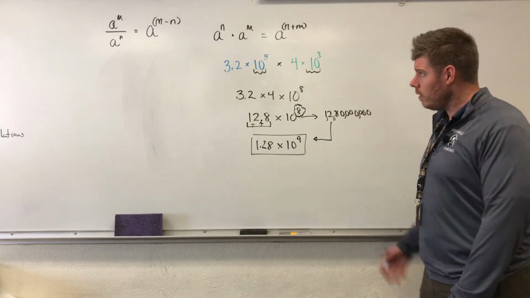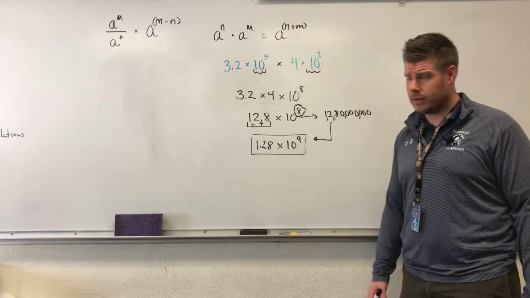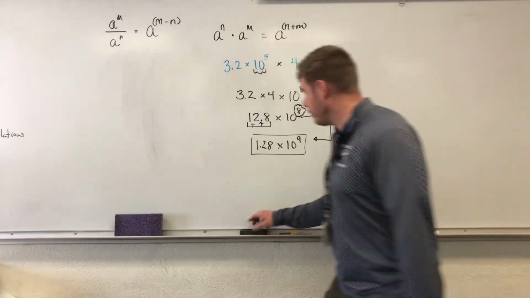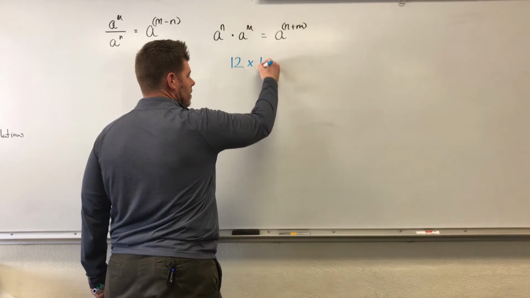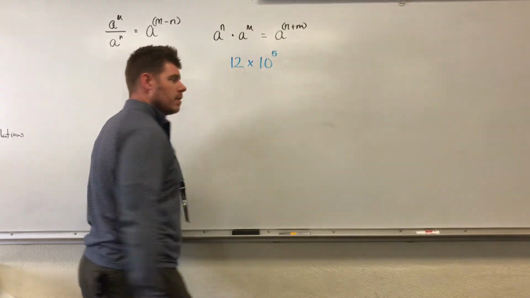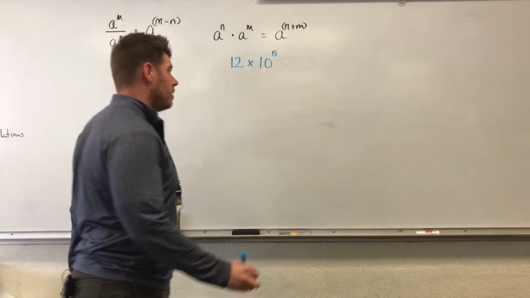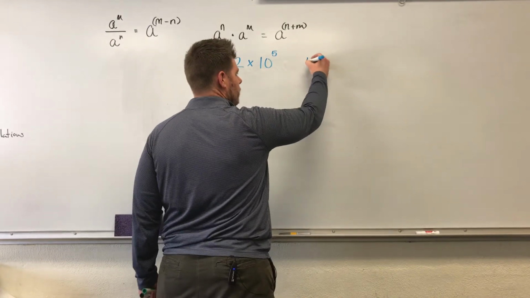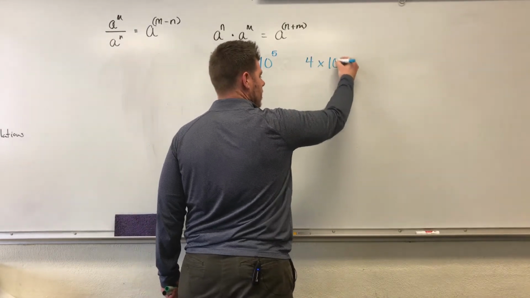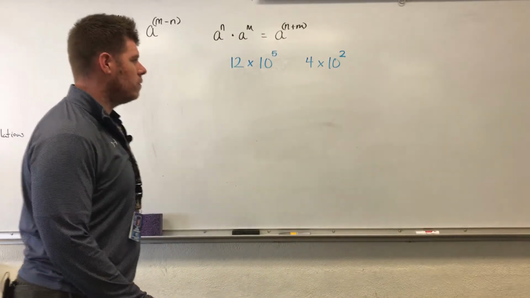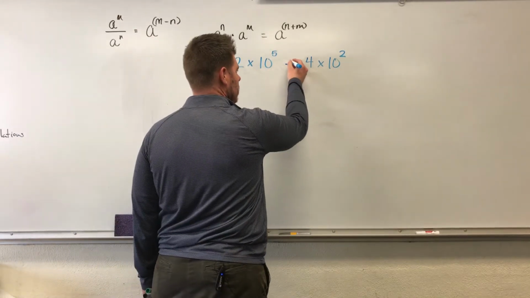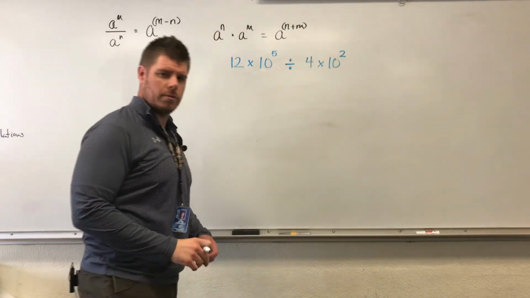So moving on. That's how you multiply. So let's talk very quickly about how you divide. So division. Let's say I have 12 times 10 to the 5th, and then I have this other thing that is like 4 times 10 to the 2nd power, and it wants you to divide these. So division symbol goes between them.